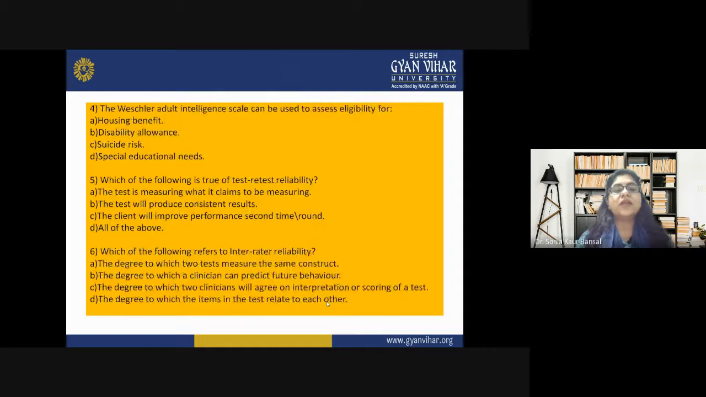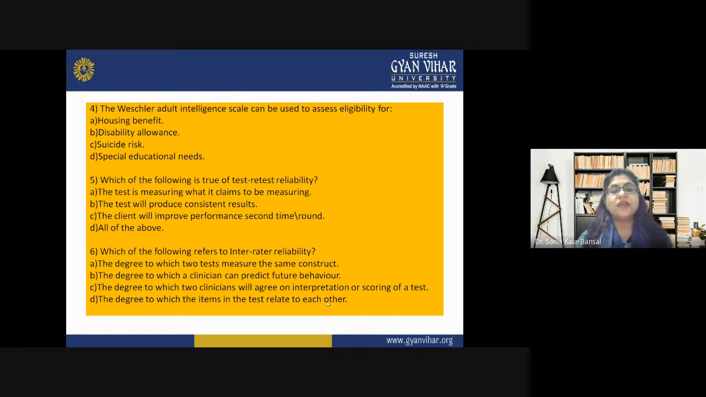Then the Wechsler Adult Intelligence Scale can be used to assess eligibility for housing benefits, disability allowance, suicide risk, special educational needs. Next question is related to which of the following is true of test-retest reliability. The test is measuring what it claims to be measuring. Yes, of course it should be. Then the test will produce consistent results. Yes, it should be. The client will improve performance the second time round. So sometimes test reliability is concerned with this more. All of the above can be the right answer.